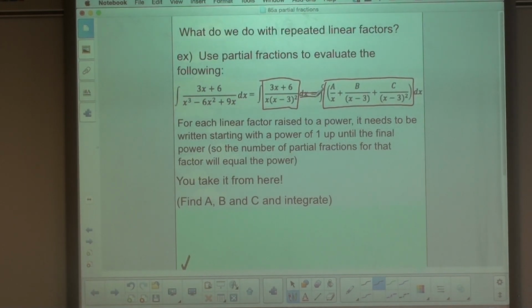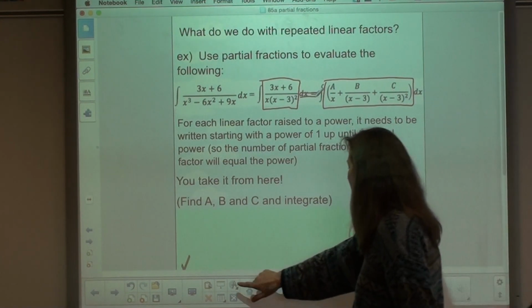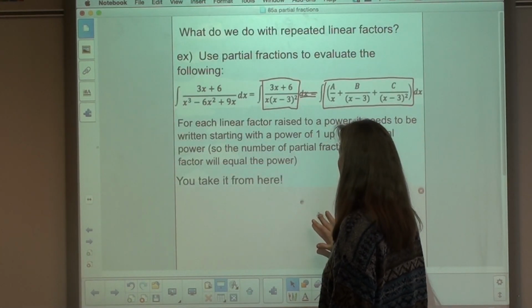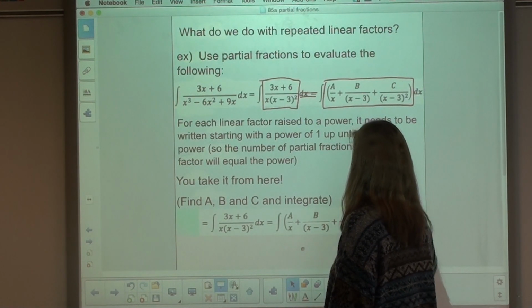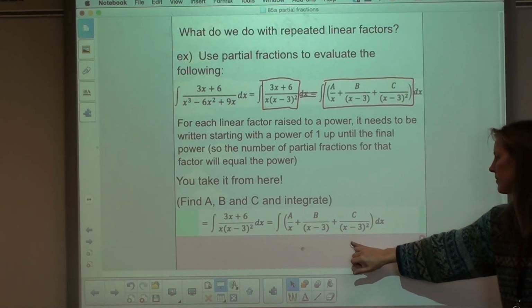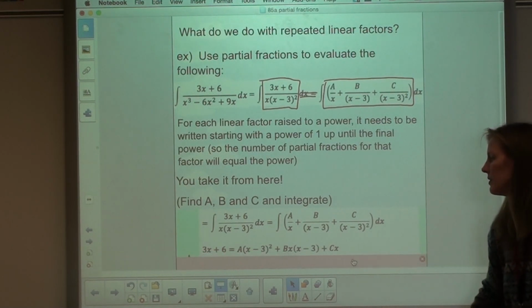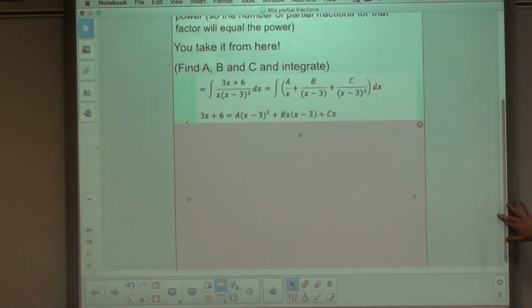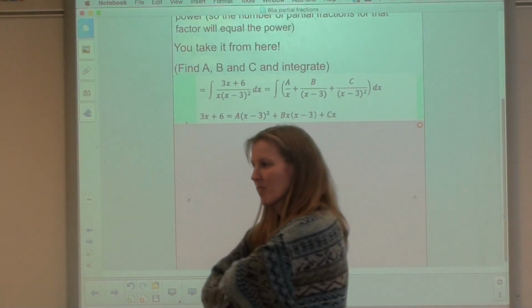Times every term. Yep. I got C equals 5. Yeah, I got C equals 5. So check and make sure that your original setup looks right. Oh, yeah. Similar? Okay, good. See if you can find A, B, and C. You have to find B.